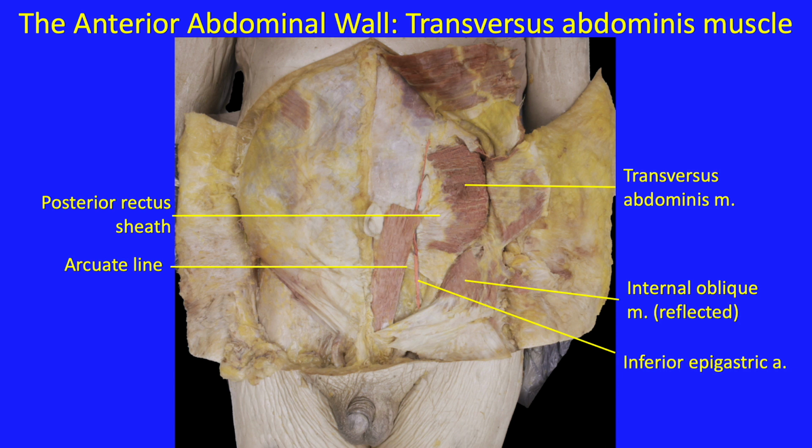Interestingly, it is here where the blood supply enters the inferior aspect of the rectus sheath. This artery is known as the inferior epigastric artery. We will need to learn more about this artery shortly.